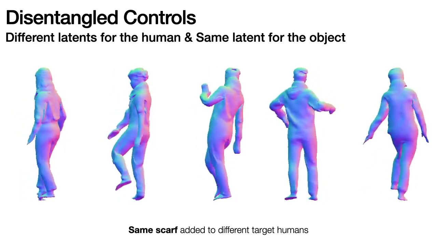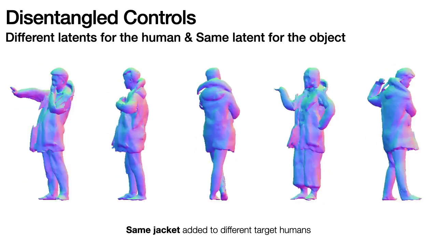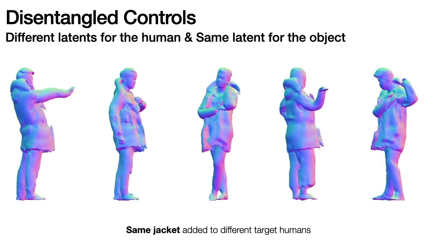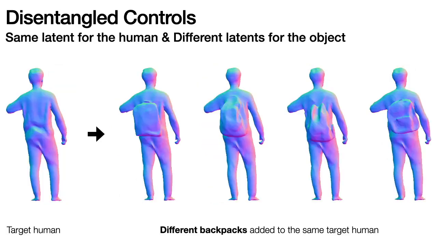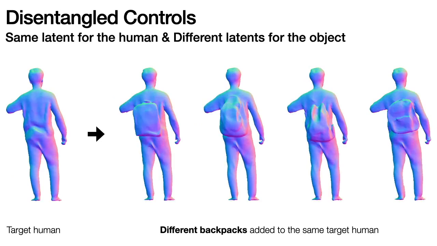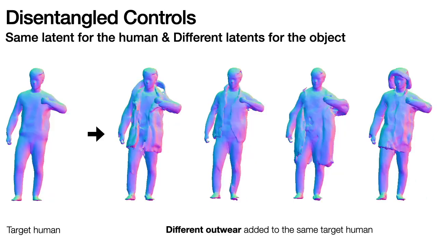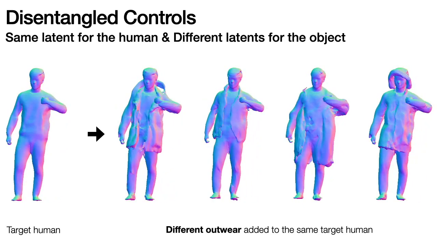First, by changing the latent code for human and fixing the latent code for object, we can generate diverse 3D human avatars wearing the same scarf. Here, we demonstrate different 3D human avatars wearing the same jacket. Now, by changing the latent code for object and fixing the latent code for human, we can generate the same human with different backpacks. Here, we demonstrate the same human with different outwear.